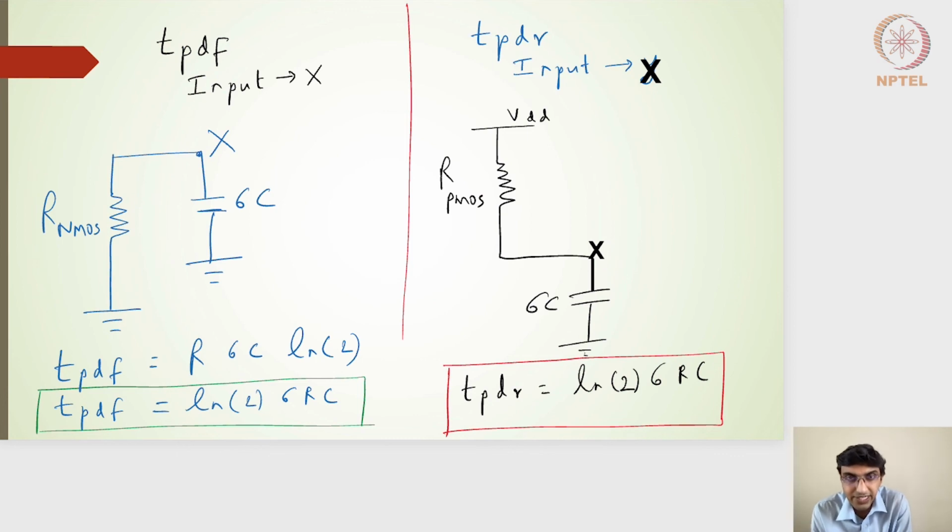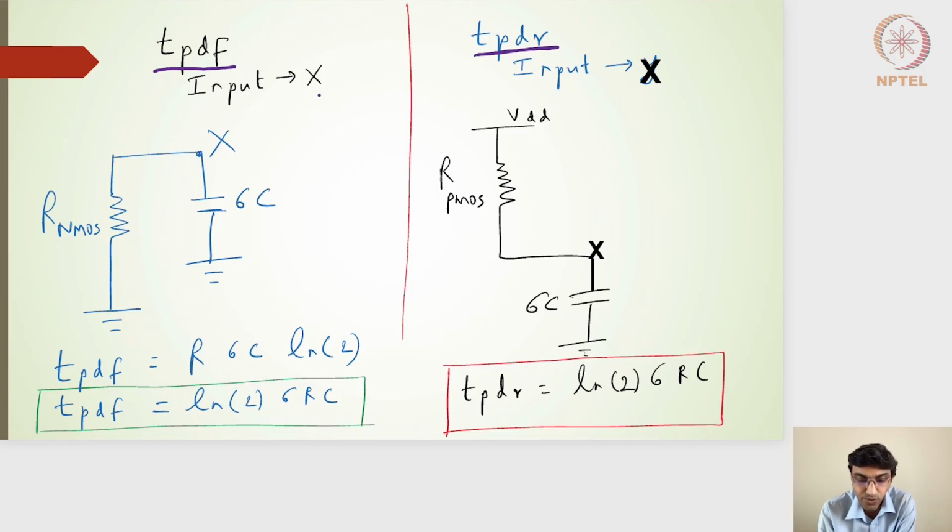Right, so what should be the propagation delay falling from input to X node? I'm taking it stage by stage. The first stage input and the first stage output is the X node. The second stage input is the X node, and the second stage output is nothing but the output node. Right, so the propagation delay falling and propagation delay rising is what I'm considering for the first stage.